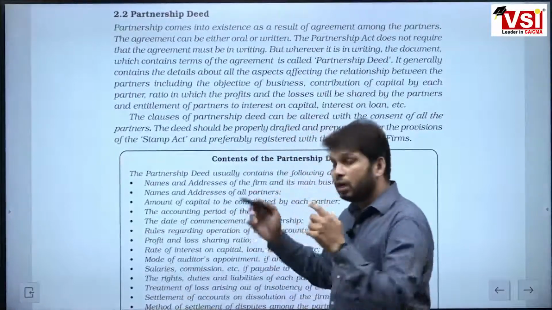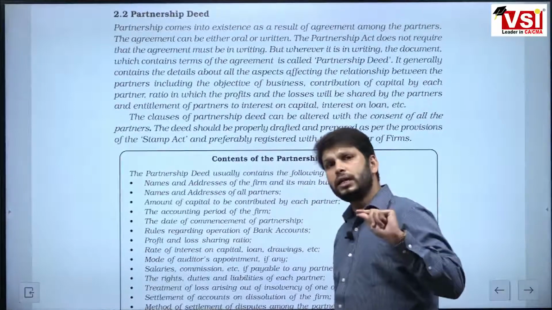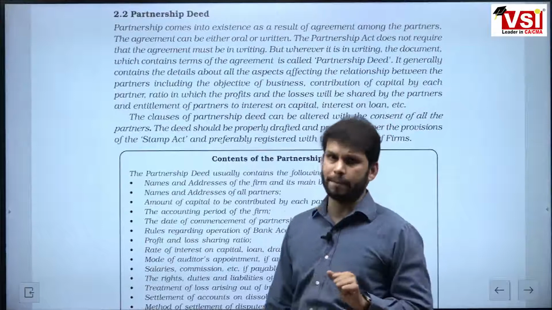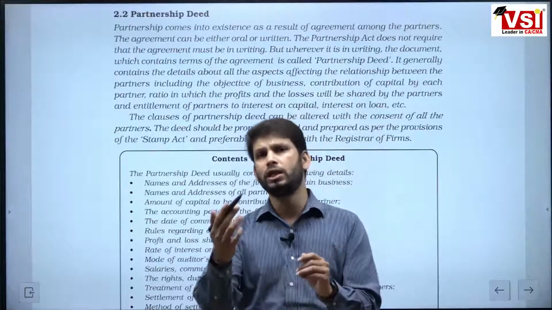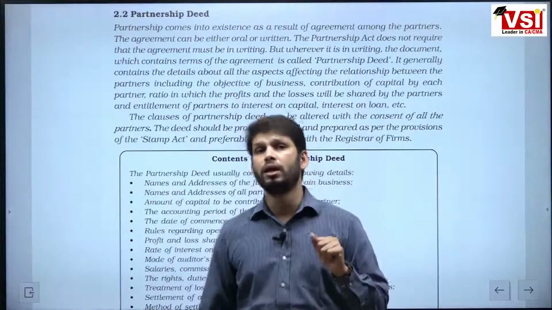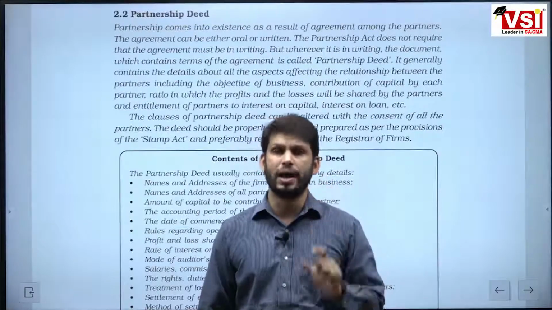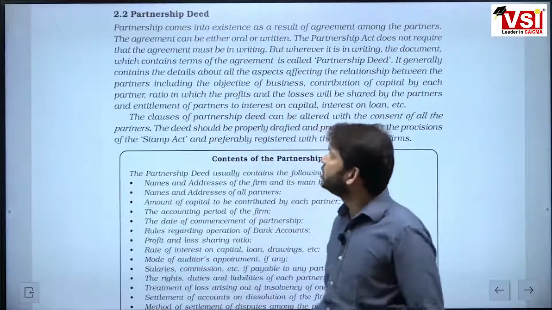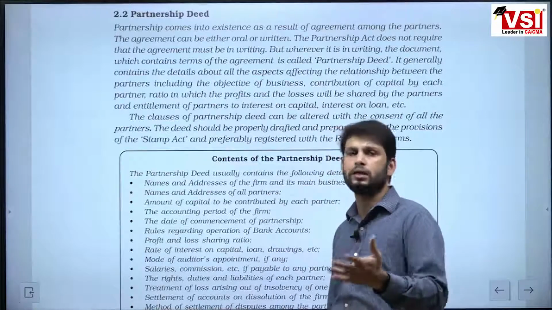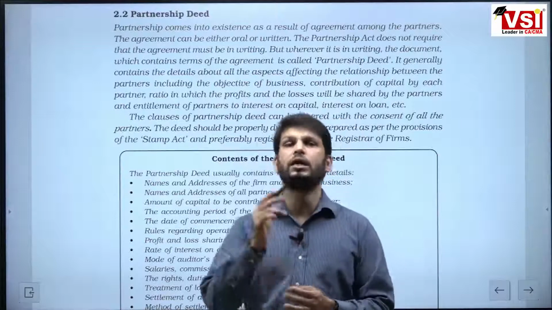Let's see. Here we studied in essential features that agreement is very important. The agreement can be oral, the agreement can be written. Even oral agreements are legally valid. So, this partnership deed is what? This is an agreement. Deed is a type of agreement, but in written form.